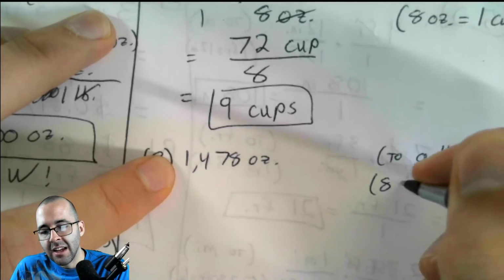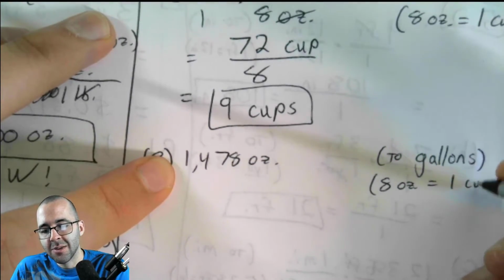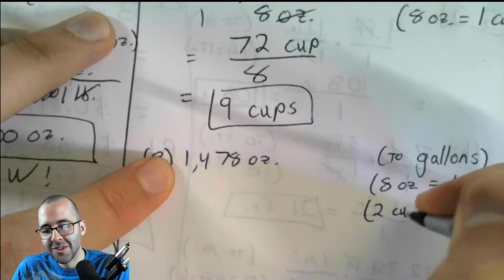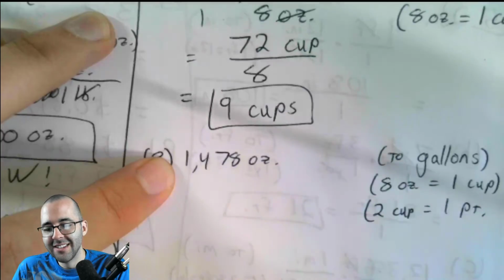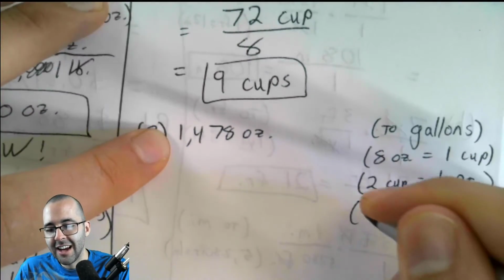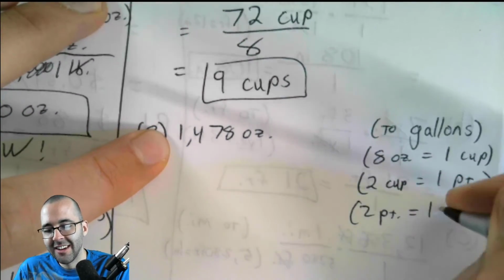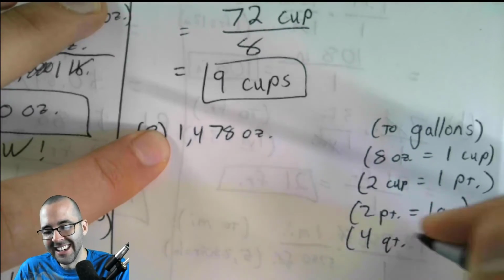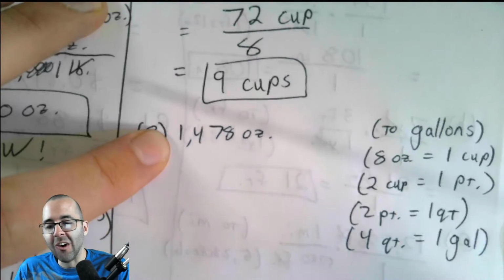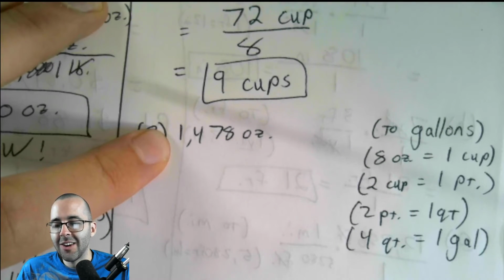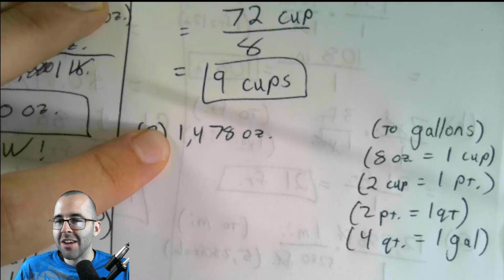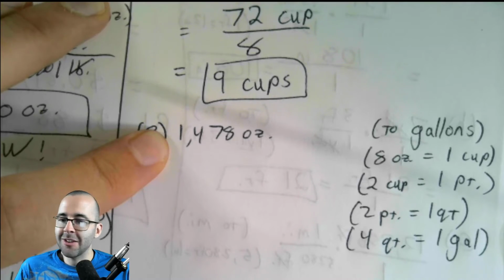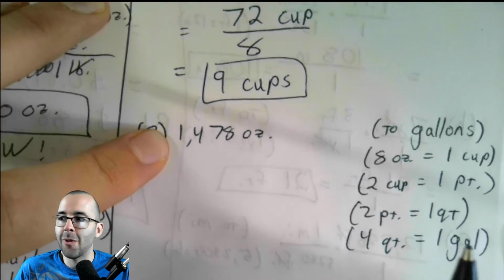So we have 8 ounces is 1 cup. And then 2 cups is 1 pint. And then 2 pints is 1 quart. And we got 4 quarts is 1 gallon. We have to do all of these. Now, if you really want to do some math magic, you can do them all at the same time. It's a little messy, or you can do them one at a time like we've done before.